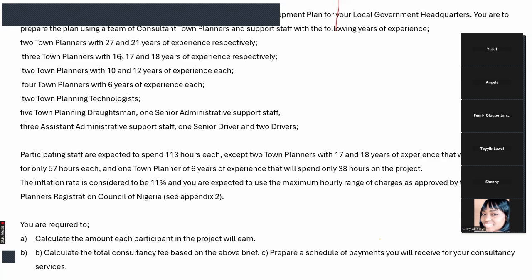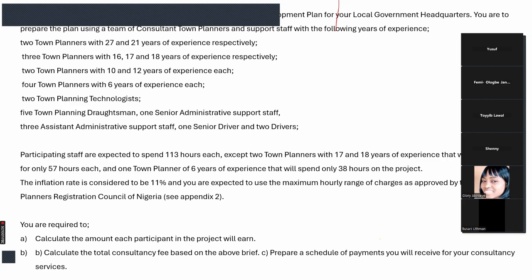If you check above, we have 3 town planners: one with 16 years, one with 17, and one with 18 years. Out of these 3, the 2 town planners with 17 and 18 years are going to spend only 57 hours, while the town planner with 16 years of experience is going to be in the project from beginning till the end. So the time frame is 113 hours. These two town planners will not participate for 113 hours; they will only participate for 57 hours.